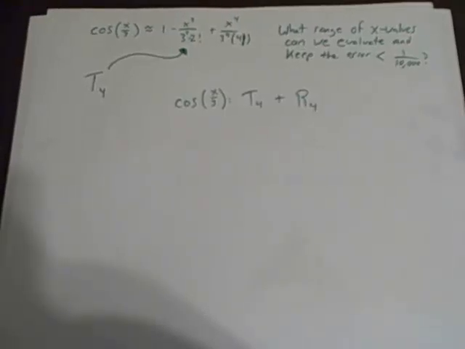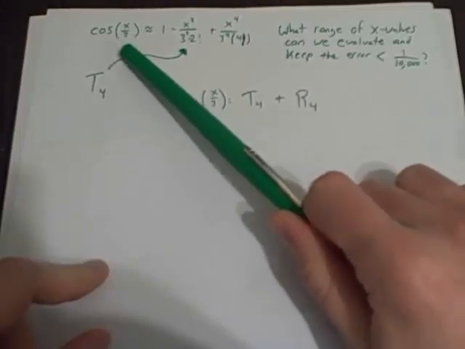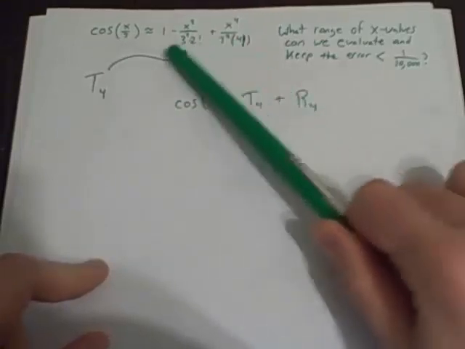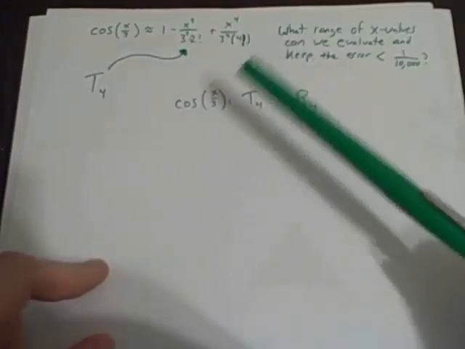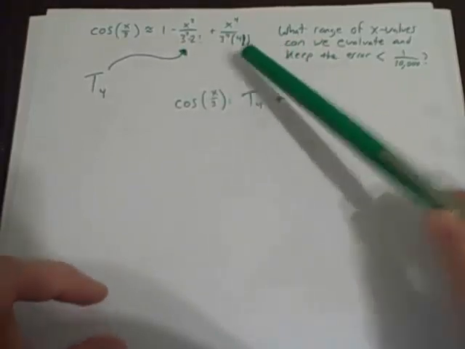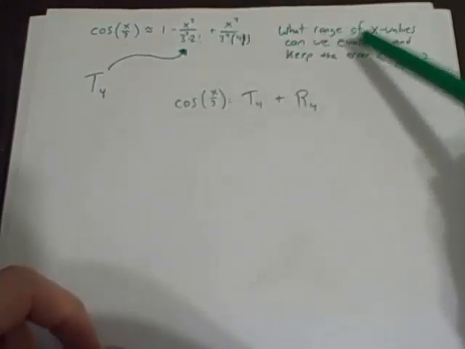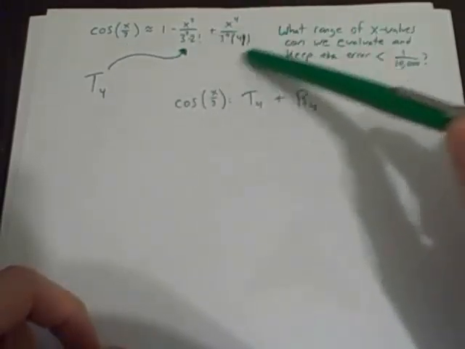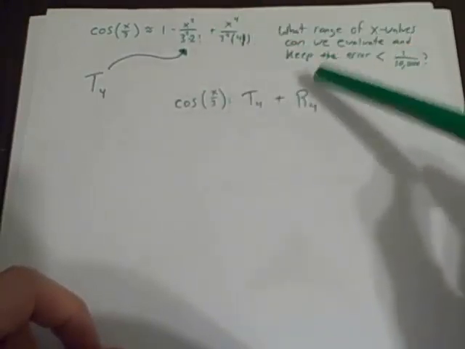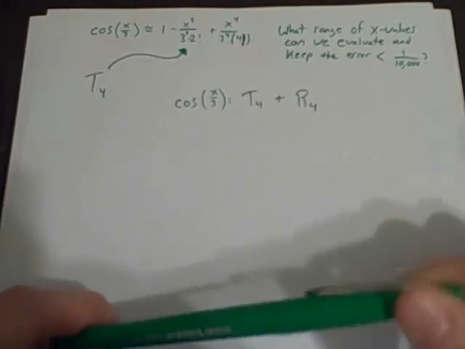Let's do one last, more complicated example. Let's say that we want to approximate cosine of x over 3 using this fourth degree Taylor polynomial. It's fourth degree because the largest term is of fourth degree. So the question we want to know is, if we're using this as our approximation, what's the range of x values that we can evaluate using this approximation and have the error still be less than 1 over 10,000?